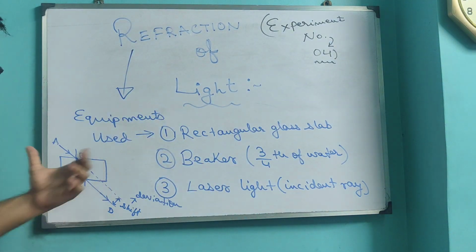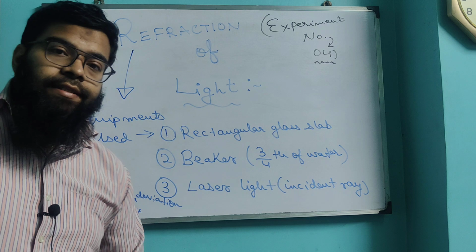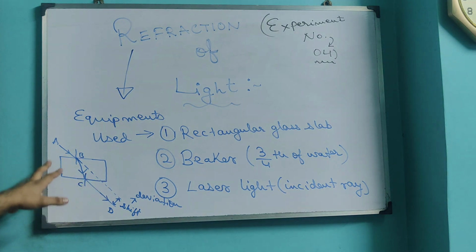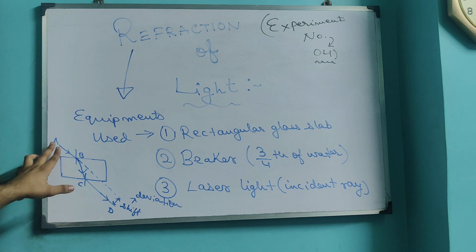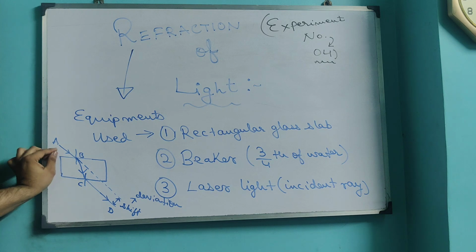As you can see, I have drawn a diagram which is very important for class 10 of both the CBSE and ICSE syllabus. Okay, so, rectangular glass slab. In this experiment, we are going to observe the tilting of this refracted ray. This is the incident ray.